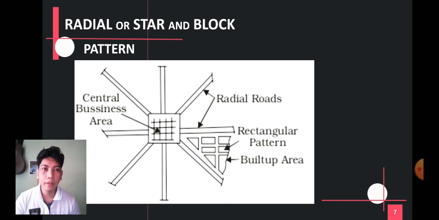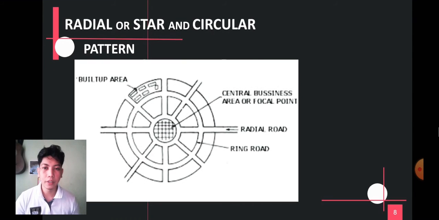And between those radial roads, we could see a rectangular pattern, and in between these radial roads, we could say that these are considered to be a rectangular pattern from the previous pattern that we have talked about earlier. Then the next radial pattern is a radial or star and circular.